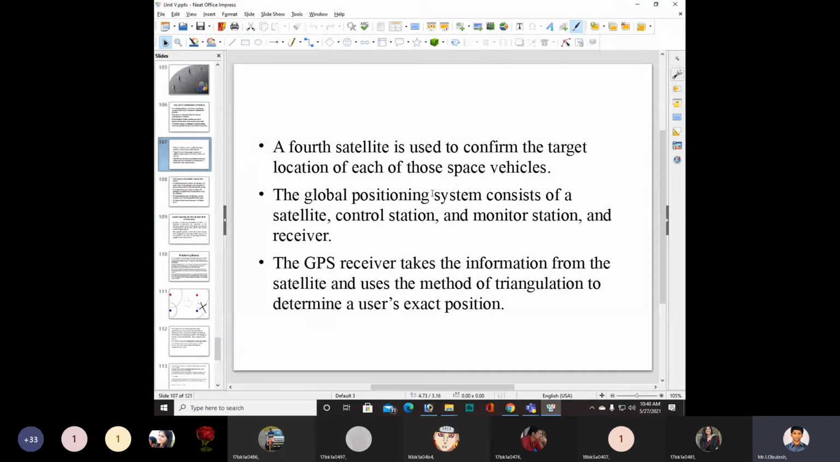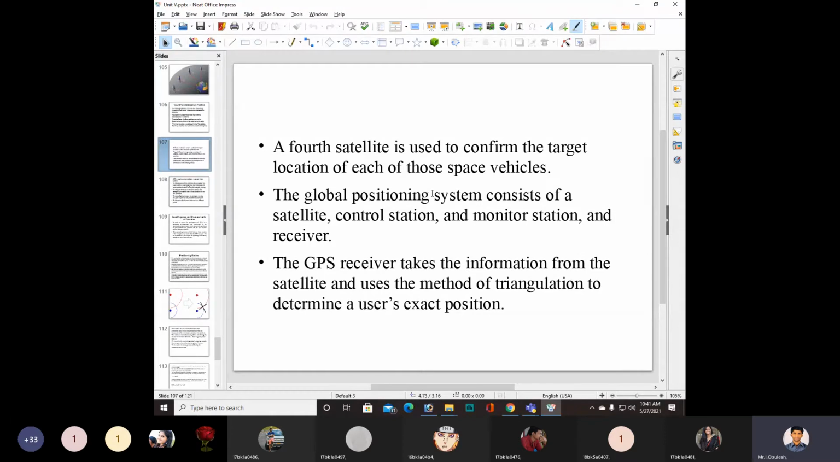The GPS receiver takes the information from the satellite and uses the method of triangulation to determine a user's exact position.